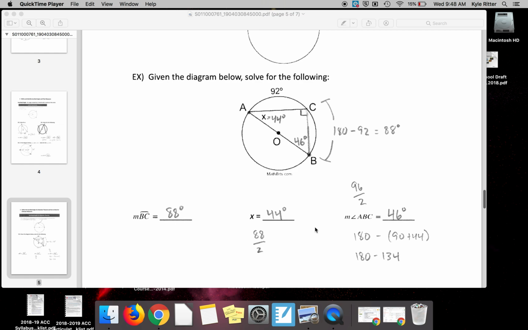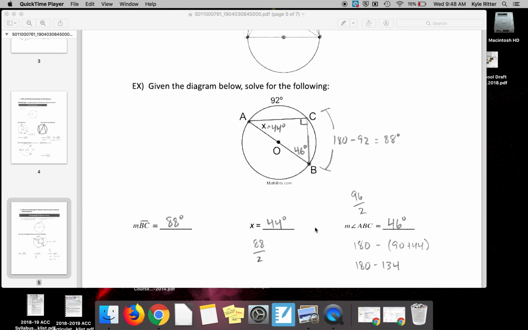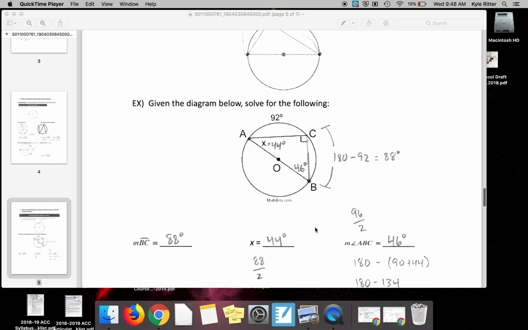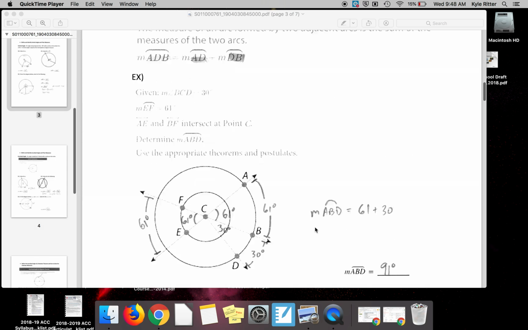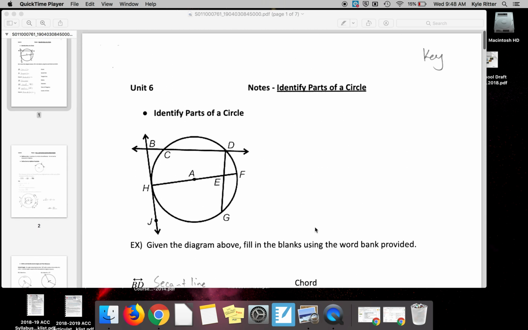So there's some basics to circles, arcs, central angles, inscribed angles, and some of those segments and lines created when playing around with circles.